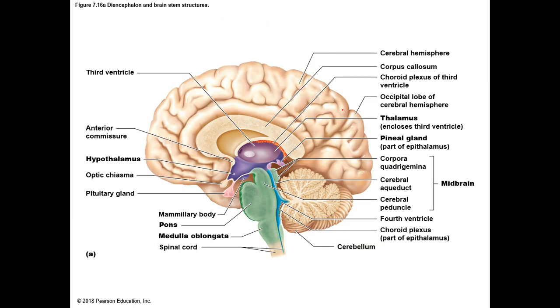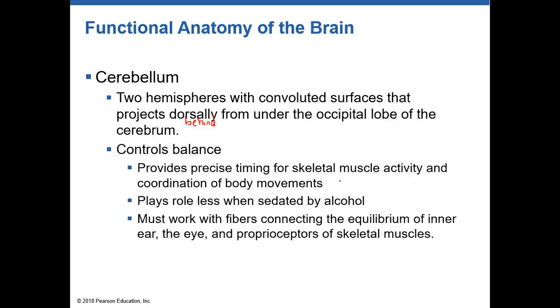If we're going to bring up a picture of it, your cerebellum is this structure right here. Again, it's located at the very back, right below the occipital. The whole point of your cerebellum is to control balance. It provides precise timing for your skeletal muscles, and this allows coordination between your body movements.